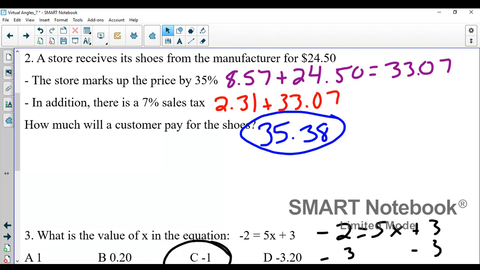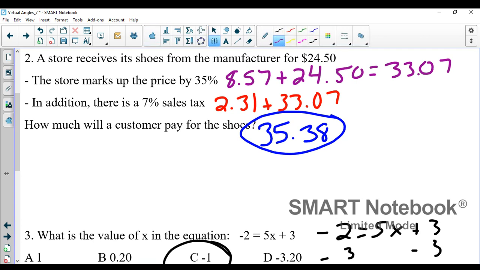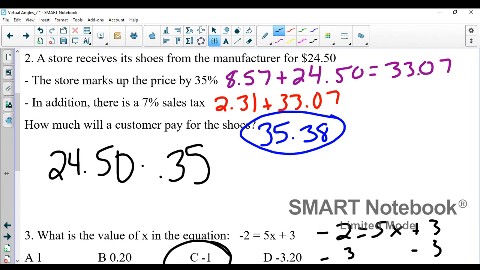If you don't have a percent button on your calculator, which some of you might not, what you'd do is just type in 24.50 times 0.35 because 0.35 is equivalent to 35%. When you do that, it gives you $8.57. So the markup is $8.57.